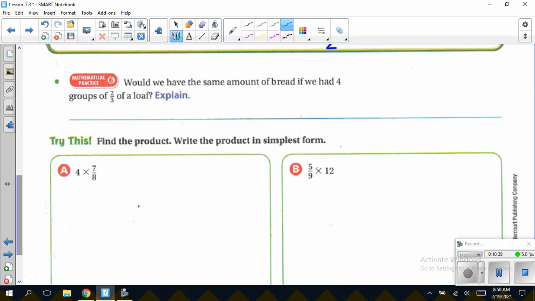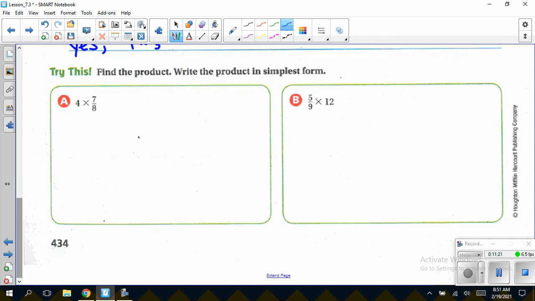So looking at this next bullet point, it's asking, would we have the same amount of bread if we had 4 groups of 2/3 of a loaf? Well, this is yes, because if we have 4 groups of 2/3 of a loaf, you're still essentially taking 4 times 2/3. So we just switched the order. My original problem was 2/3 times 4. And if you switch the order and do 4 times 2/3, we know with the commutative property, we can switch the order and still get the same answer.